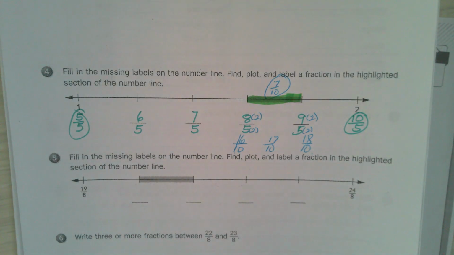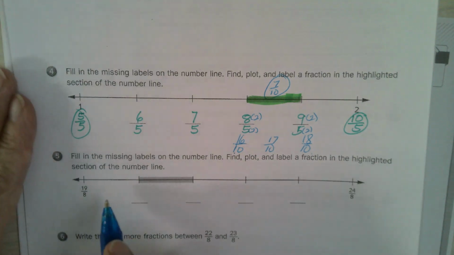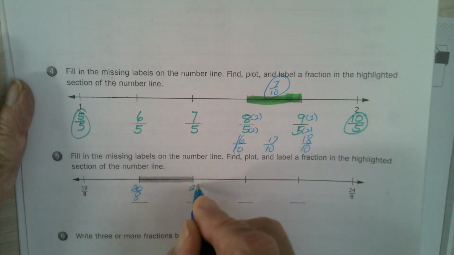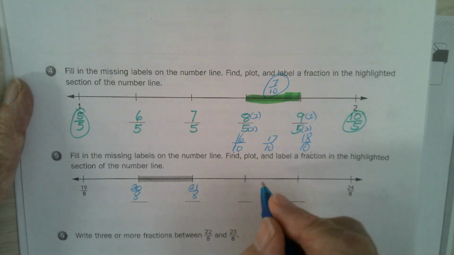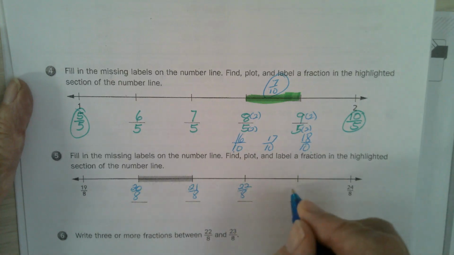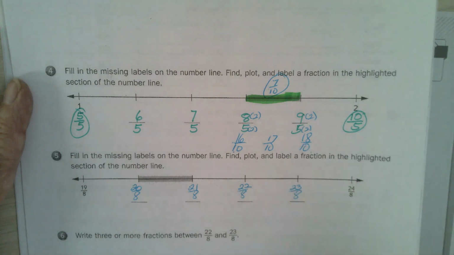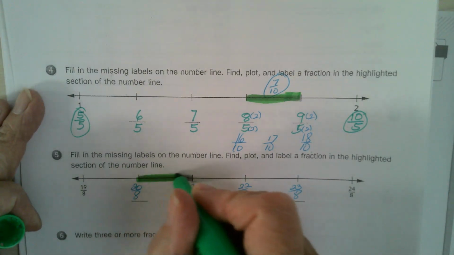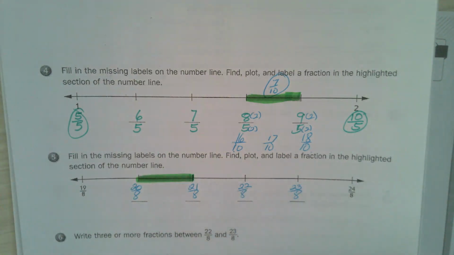Now let's do question number 5. Fill in the missing labels on the number line. Find, plot, and label a fraction in the highlighted section of the missing number line. Okay, on this number line, 19 eighths, 20 eighths, 21 eighths, 22 eighths, and 23 eighths. Now we have to find a number to put in between 20 and 21 eighths.